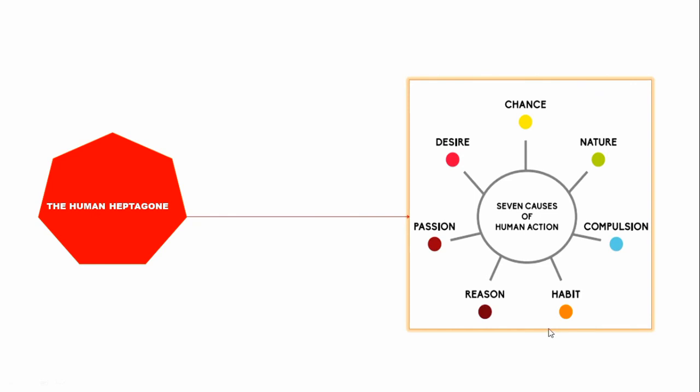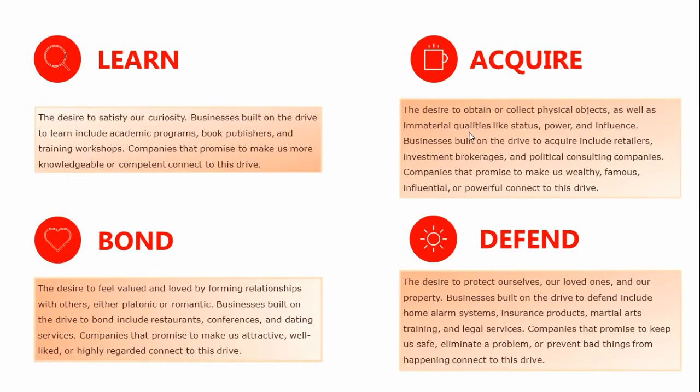Nature, habit, reason, passion. For example, why are you building your next business venture? Because you have this passion that makes you take this action of building a business. So this is just the reasoning of human actions, and I call this the human heptagon. So yes, you can know these causes of human actions if you want. It's not very important. The very important thing is what I stated before, and our desires.